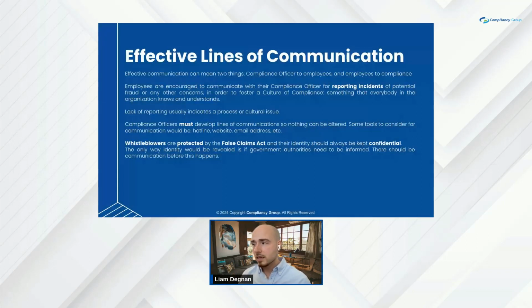One of the things that you can keep in mind here is that people that raise compliance concerns are protected by the False Claims Act. Their identity should be kept confidential. The only way that this would need to be disclosed is if an actual government body is requesting information on it. But another thing to keep in mind is that the whistleblower rule does require that internally you have some sort of a mechanism for anonymous reporting. So, especially for those of you that are billing Medicare and are regulated under the CMS, that's going to be something that you are legally required to have in place.